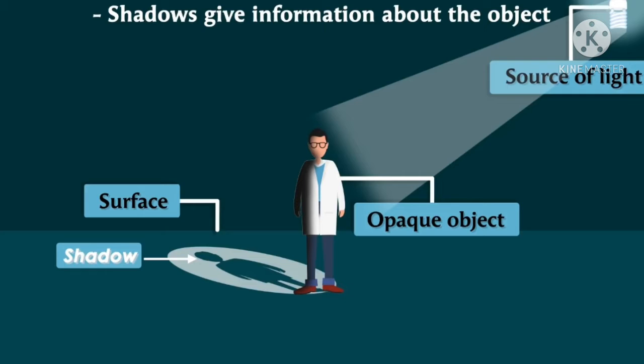Shadows are formed because light rays travel in a straight line and they cannot bend around the corners of the objects. The shape of the shadow is also the same as the shape of the object because light travels in a straight line path.